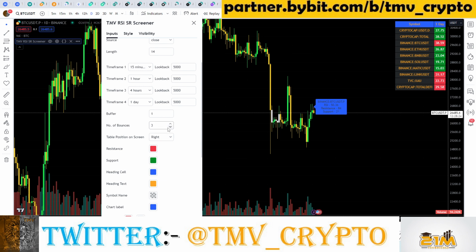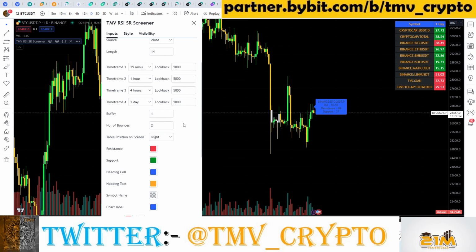What are the bounces? The bounces are nothing but the touches. So how many times support and resistance is tested or touched so as to be considered a concrete support and resistance. I have kept this at 3, but as we are not playing with the price, it's with RSI, you can keep it at 2 as well. On higher time frames, I think you should reduce the bounces. Maybe 2 would be fine as well.